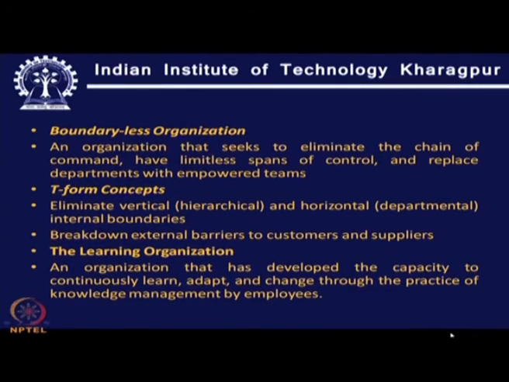When we are talking of boundaryless organizations, these are organizations that seek to eliminate the chain of command, have limitless span of control, and replace departments with empowered units and teams. The T-form concept is to eliminate vertical and horizontal internal boundaries, and break down external barriers between customers and suppliers.